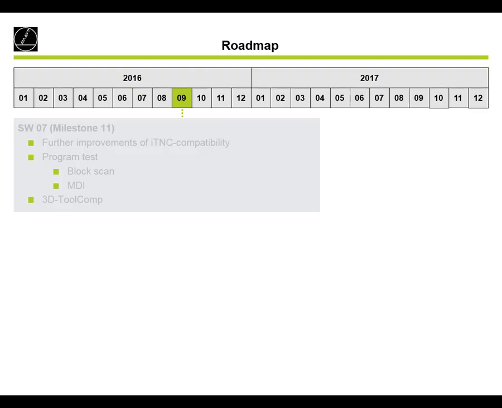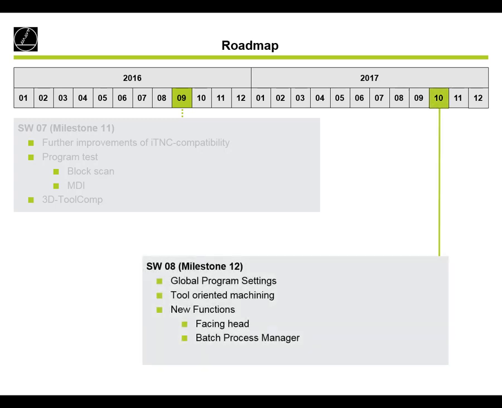So two years ago, 2016, there was the software 7. There we did a lot of things regarding the iTNC, and now since October 2017, the software 8, the milestone 12, is available. And inside there are different things: the global program settings, the tool oriented machining, and new functions like a facing head or the batch process manager. We want now to take a deeper look at these functions, and I want to show you how you can use this on your control.